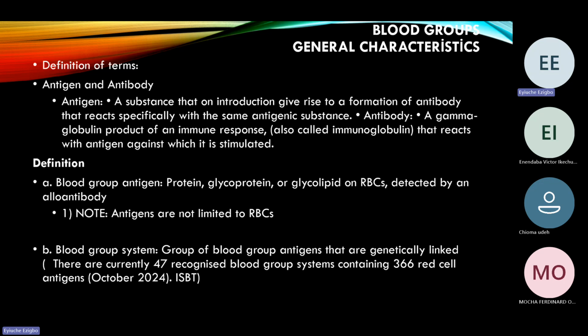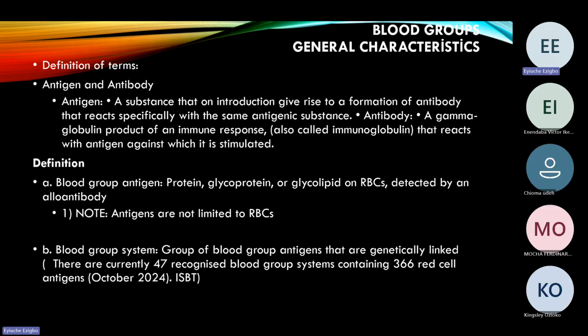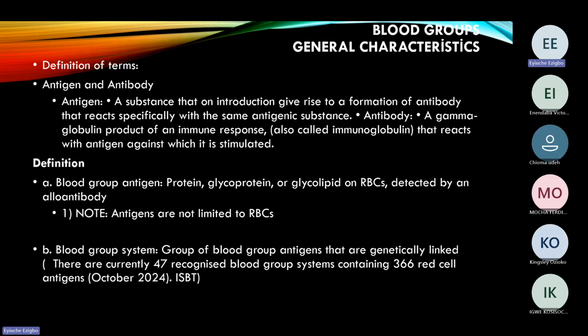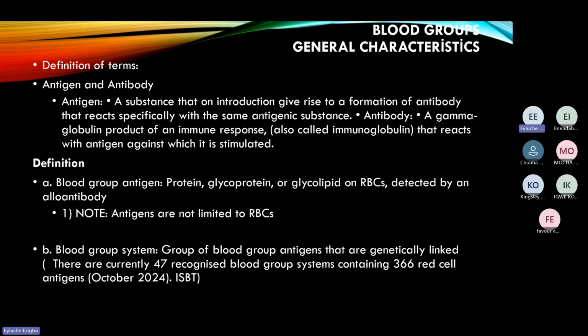So we need to define some terms before we go into the blood group proper. So, some definition of terms. Antigen, what is an antigen? What is an antibody? As it refers to blood group. So an antigen is a substance whose introduction can give rise to the formation of an antibody that reacts specifically with the same substance. And an antibody is a gamma globulin product of an immune system, also called immunoglobulin, that reacts with the antigen against which it is stimulated.